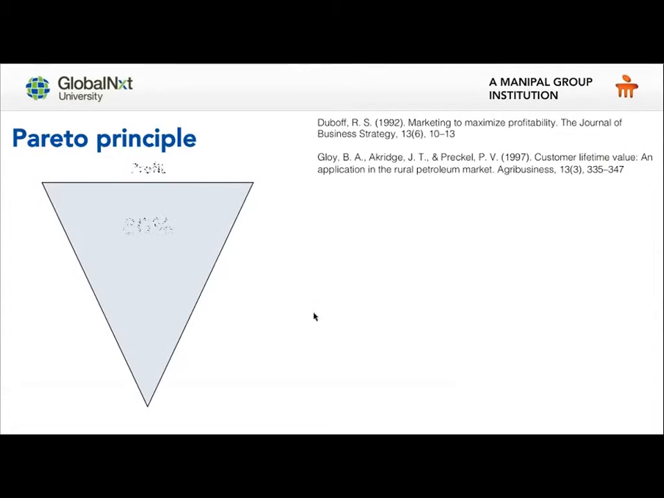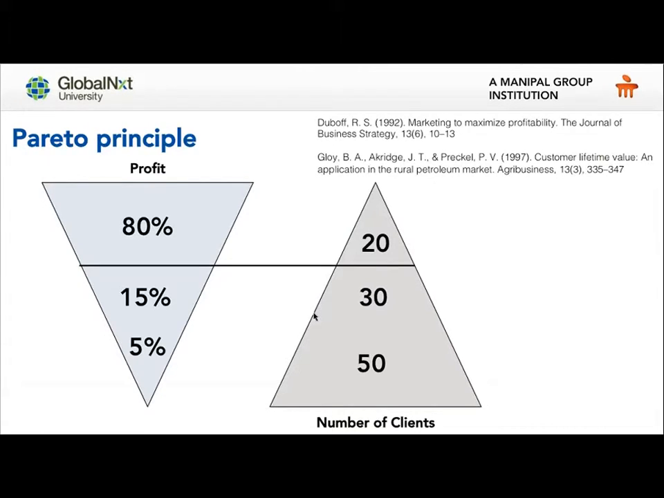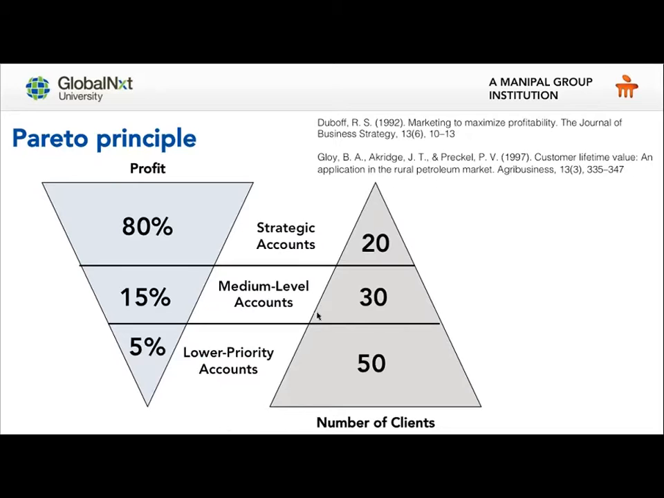This is a bit of research that was carried out. I don't know if you've heard of the Pareto principle, but it's quite an interesting concept. Basically, they found that typically in organizations, 80% of the profit that an organization has is derived from 20% of your client base. And the rest of it is generated from other accounts which are less strategic in nature.